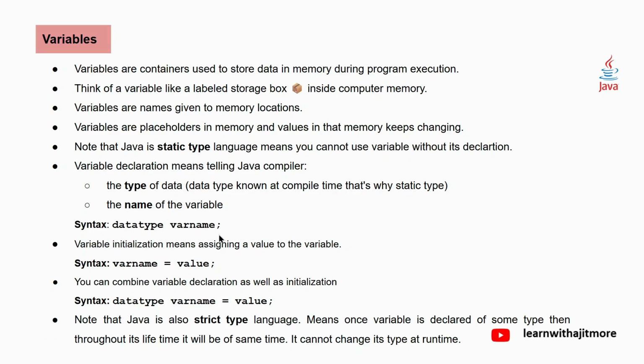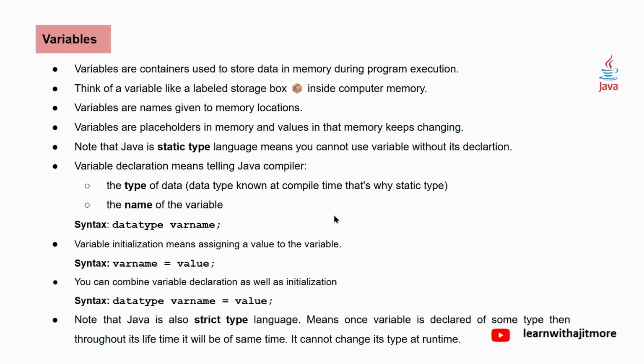So the syntax of declaration you got, declaring and initializing you got. This data type can be primitive and non-primitive. Then you know why we call it static type, why we call it strict type. Okay, so all these things are clear to you, right? In that variable you can store a reference also and a value. That we'll be discussing in the next session.